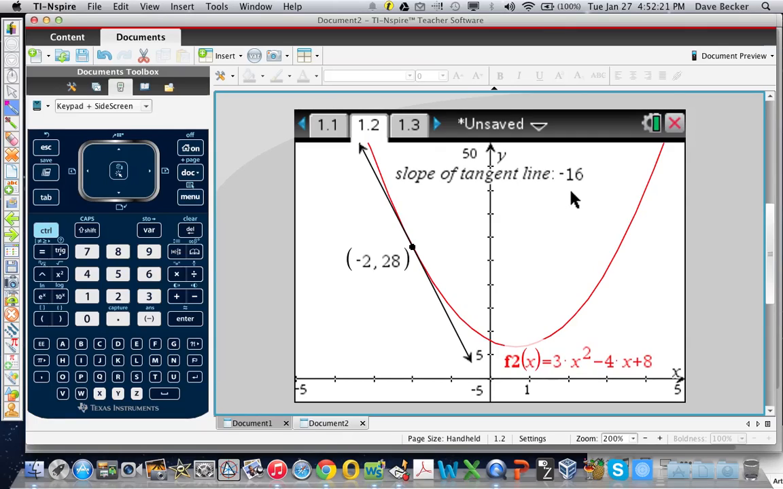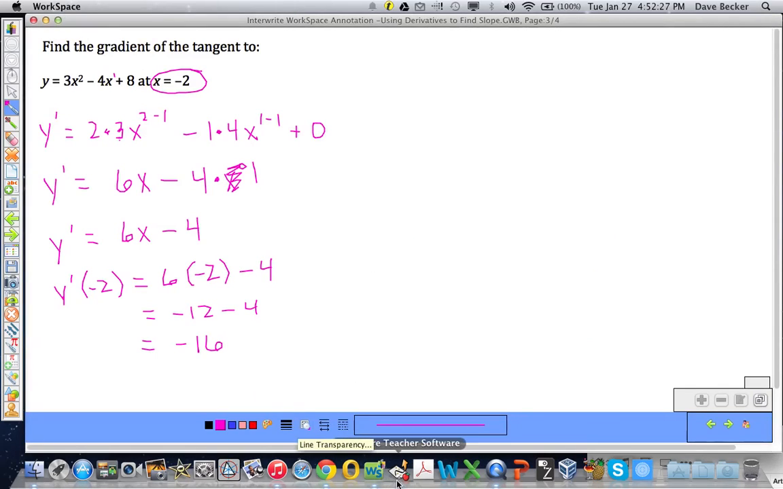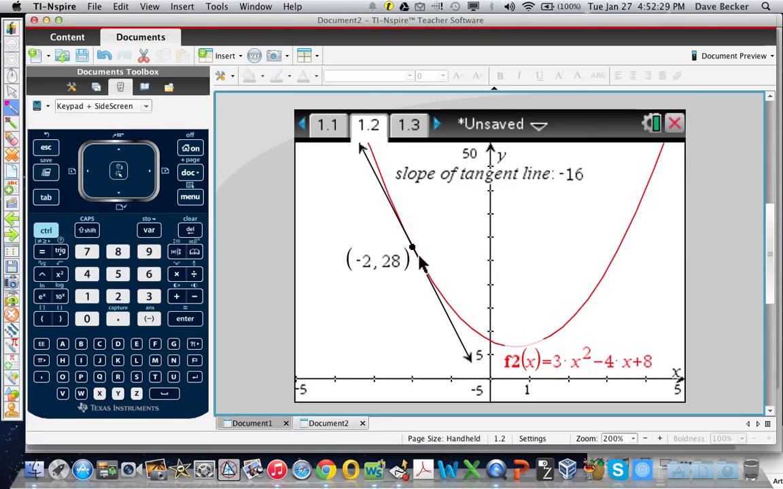And I asked the calculator to measure it, and it is indeed negative 16, which I believe, let's double check. Yep, that's what we got. And again, just so you believe me, I'll go ahead and move this tangent line around, and you can see how the slope is changing, right? The slope of the line is changing. But when I go back to negative 2, the slope is negative 16, just like we found.